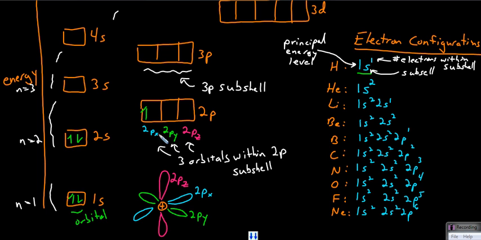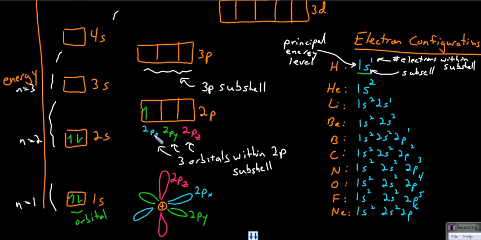Now, there's the 2px, 2py, and 2pz orbitals. These are regions in which the electron spends its time around the nucleus. Each of these colors represents one of those regions.